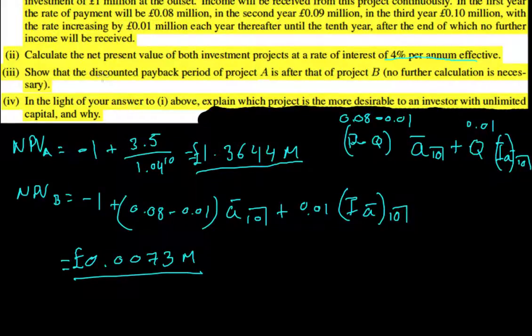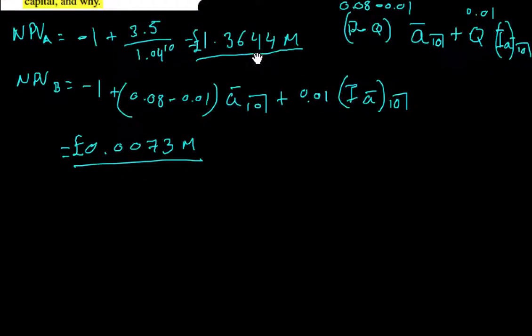Okay, so show that the discounted payback period for project A is after that of project B. No further calculation is necessary. So, even though we're earning more money, we've just got to ignore that fact and find out when are we getting this money. This money comes at the end of the 10th year. This money comes at some point before then. You might get your last dollar at the end of the 10th year. It might even be your last $1,000, but you will be getting some of this money even a second before the end of the 10th year, and therefore project B pays off quicker than project A.